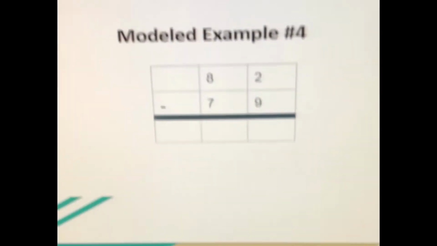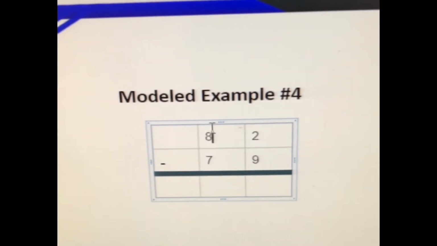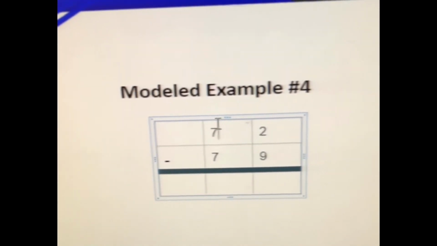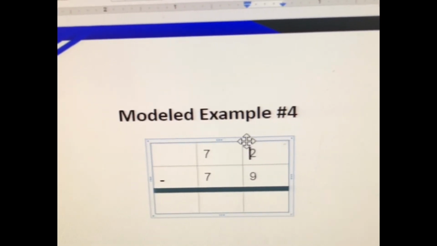Alright, so again, the first step, we got to take away 1 from the tens place. So 8 minus 1 is 7. Now we have to add a 10 to the ones place.